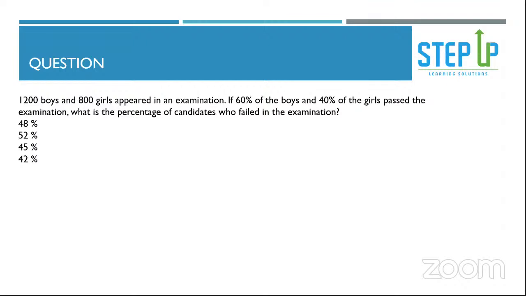Fine. What's the answer for this one? 60% of the boys and 40% of the girls passed the examination. What is the percentage of candidates who failed in the examination? If 60% of the boys passed, so 40% of the boys failed. Yes, 40% of boys failed and 60% of girls failed.